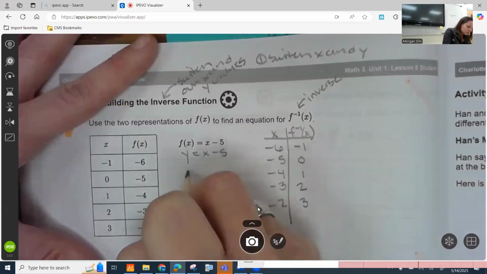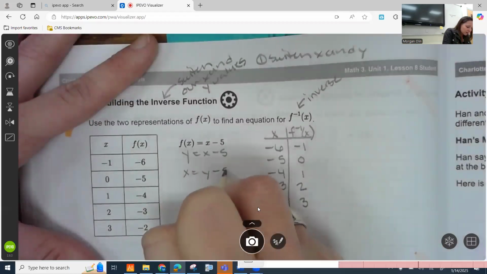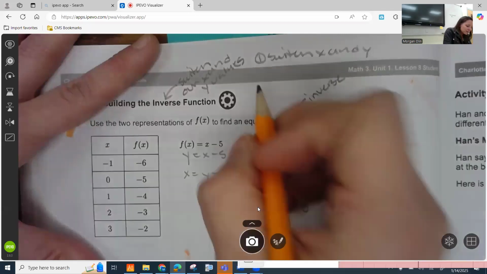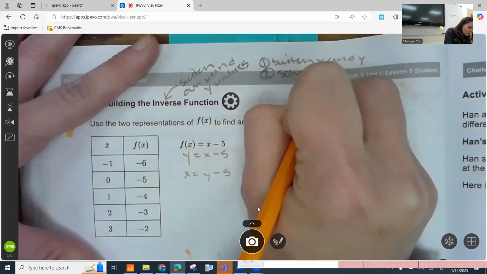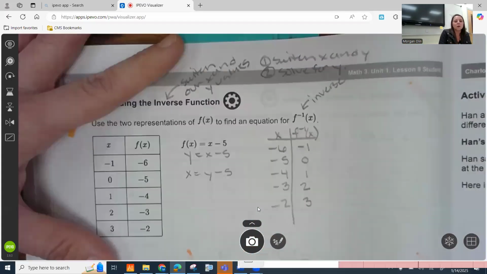So now I'm going to switch it. X is going to go here. Y is going to go here. Now, our next step is to solve for y. All right, so let's go solve for y.